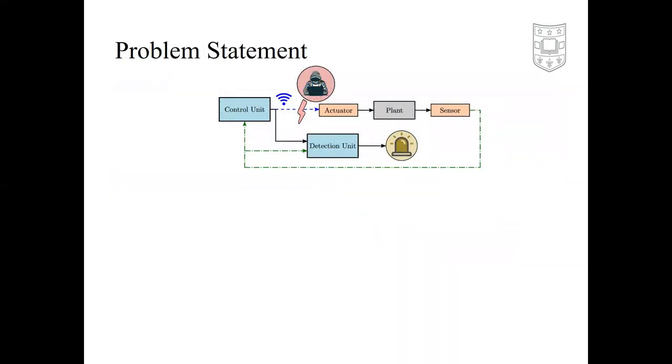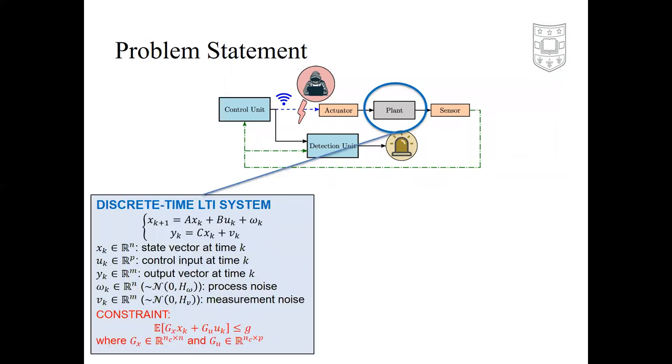This is the general structure of the problem we have considered in this paper. Regarding the plant, we assume that we can model the plant as a discrete time LTI system. Here, x is the state of the system, u is the control input, y is the output vector, and omega and v are respectively process and measurement noise.